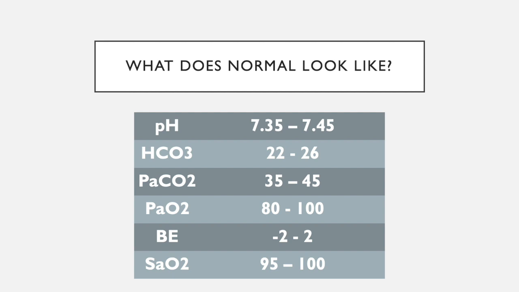For the purpose of this presentation, we're only going to be concerned with the first three lines: pH, bicarbonate, and carbon dioxide. The normal pH, 7.35 to 7.45. The normal bicarbonate, 22 to 26 milliequivalents per liter. And the normal carbon dioxide, 35 to 45 millimeters of mercury.